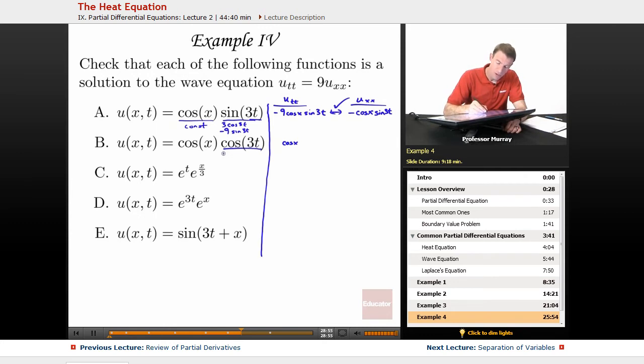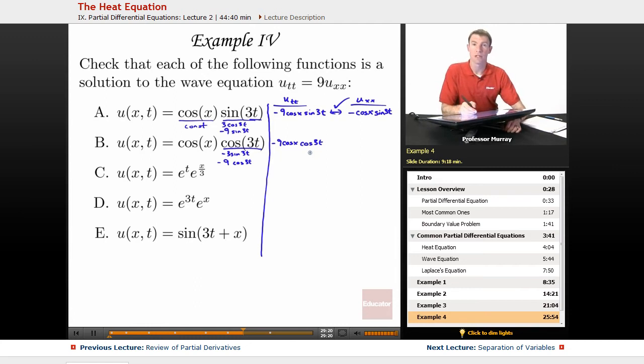The first derivative is negative sine of 3t multiplied by 3 by the chain rule. And the second derivative of sine is cosine of 3t. But we still have that negative, and now we get another 3 popping out, so negative 9 cosine of x, cosine of 3t.